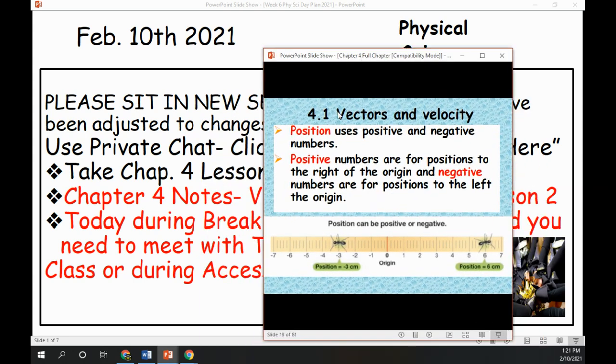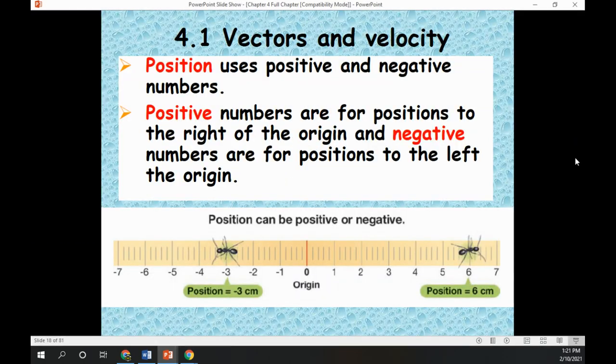So here is where we are. Position uses positive and negative numbers. Positive numbers are for positions to the right of the origin. Negative numbers are for positions to the left of the origin. You've got to be thinking about, young folks, the origin is the place where you start. In the middle is going to be 0. And then on a number line, as you move one direction, you get negative numbers, and as you move the other direction, you get positive numbers. So that's what I'm referring to.